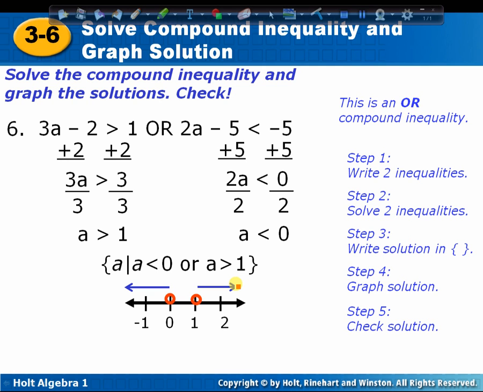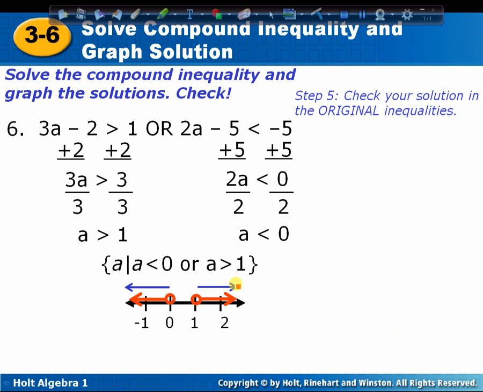Give you a minute. Pause the video if you need to get your number line. Open circles on the 0 and the 1, shaded on the outside because it's an OR. So I've solved, set, graphed. Now I'm going to check. And to check this one, I'm going to check one number from the right and one number from the left since they're both shaded. When I check the 2, I have to check with where the 1 came from. So I have to actually check with this inequality. So I'm going to check with the 2 in the first inequality. So I'm going to say 3 times 2 minus 2 is greater than 1, which gives me 4 is greater than 1, which is true.